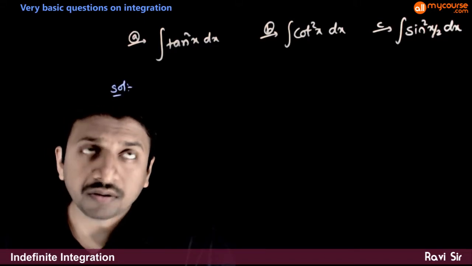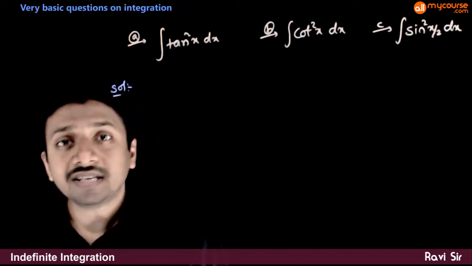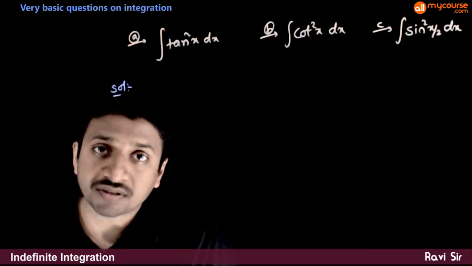In this question, you're asked to integrate tan square x, cot square x and sin square x by 2. So let us do each of these.